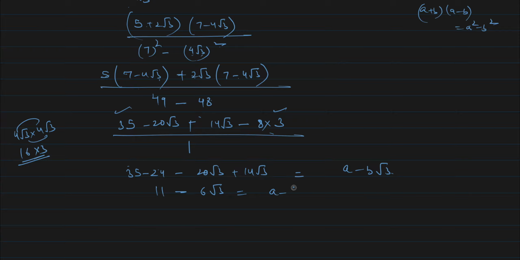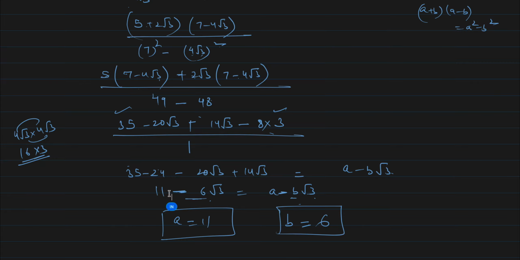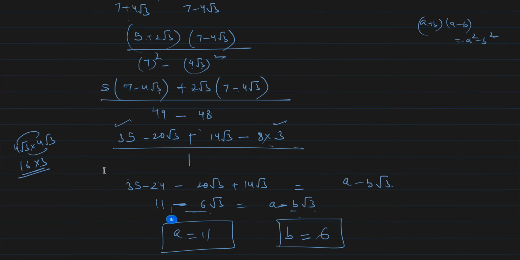We got it as a minus b root 3. So from these, if we equate the constant term, a is 11, that's the constant term, and the term with root 3 is b, so here it is 6, so b is 6. The negative sign we won't take because both are equal. Okay, so I hope it's clear, students. Please revise the number system properly. I'll come up with the next video.